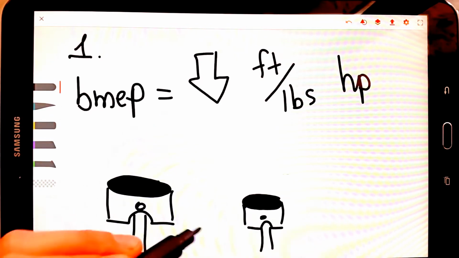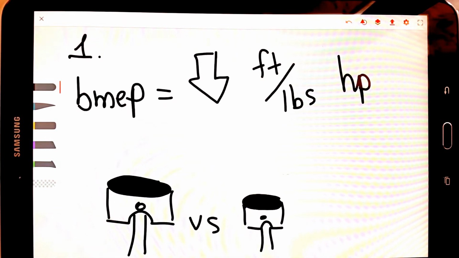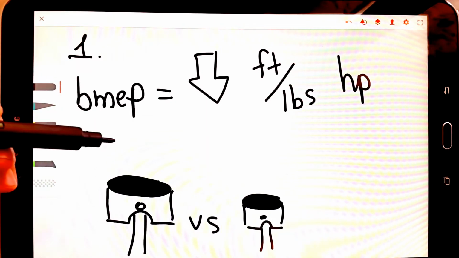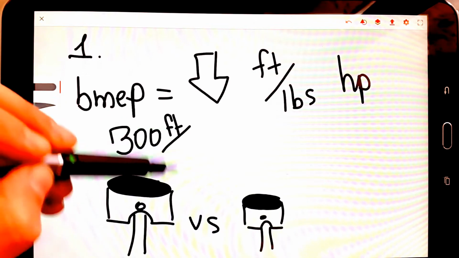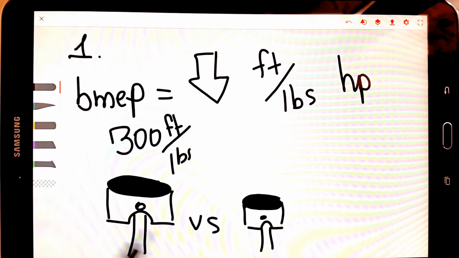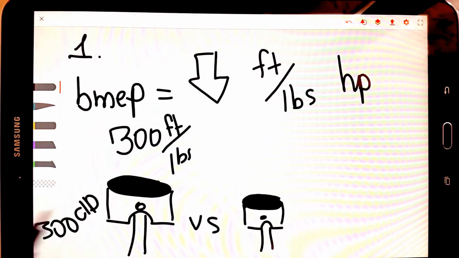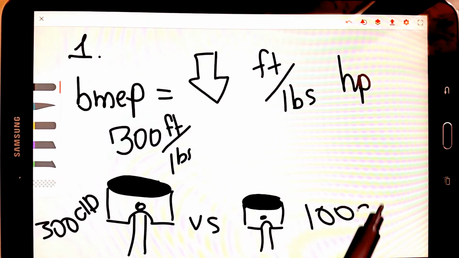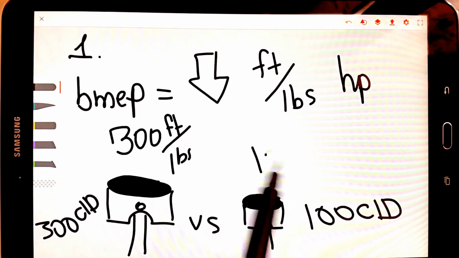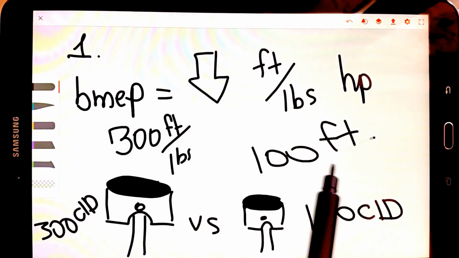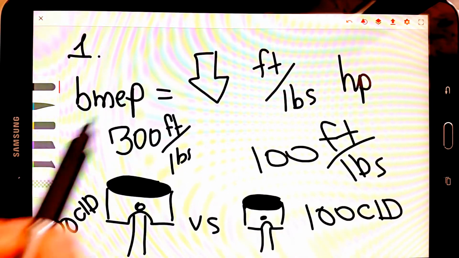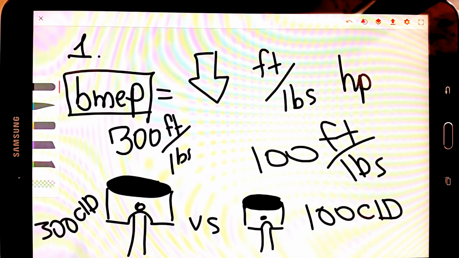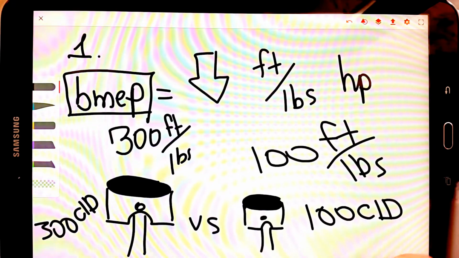Now let's say two guys meet, and one has a Ford and another one has a Toyota. The Ford guy goes, well, I have 300 foot-pounds of torque. And the Toyota guy goes, well, yeah, sure, but your engine is 300 cubic inches, and my engine is only 100 cubic inches. It's 3 times smaller, but I'm making 100 foot-pounds of torque, which is not any worse than yours considering your size. And this is where the BMEP values come through in terms of comparison.